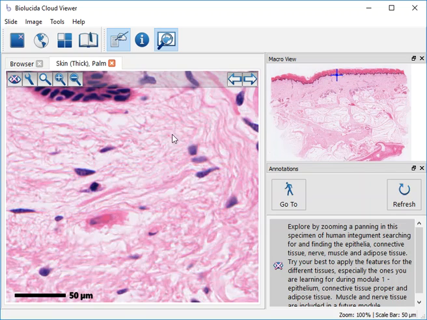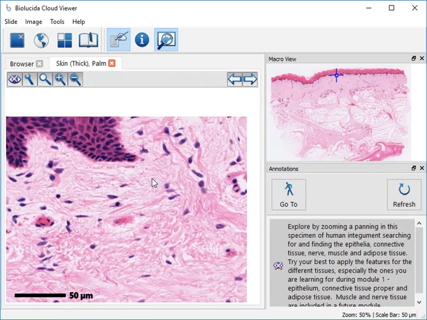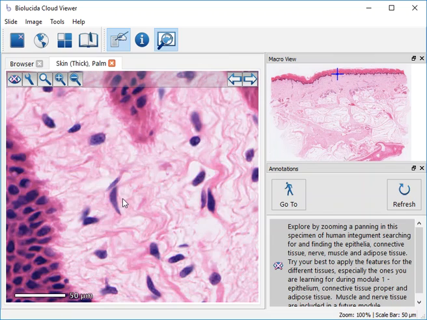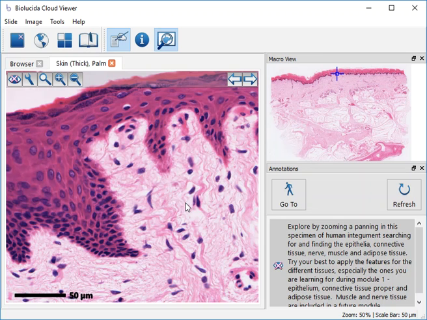Under that is loose connective tissue. Do you see how thin the collagen fibers are? And the cells here are fibroblasts. And there's a lot of space. Some of it is shrinkage space. Other is filled with ground substance. Because remember, connective tissue is composed of cells, fibers, and ground substance. So that's loose connective tissue.